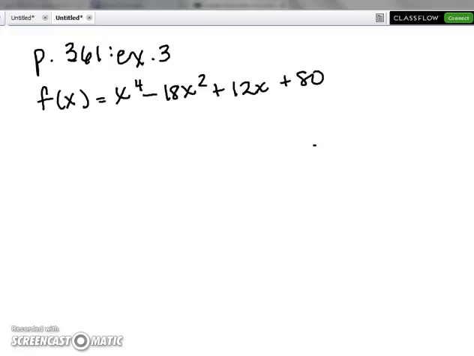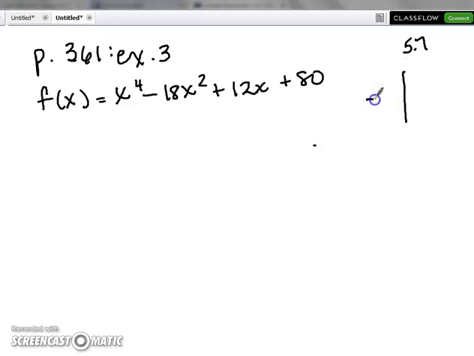Okay, I'm going to talk to you about section 5.7 in your textbook. This is what we started this week. We spent this week going over how to determine how many solutions, what types of solutions, and then actually, by the end of the week, finding all of the solutions to a polynomial function.